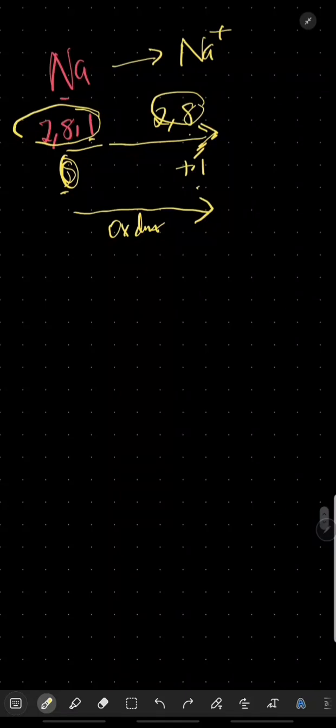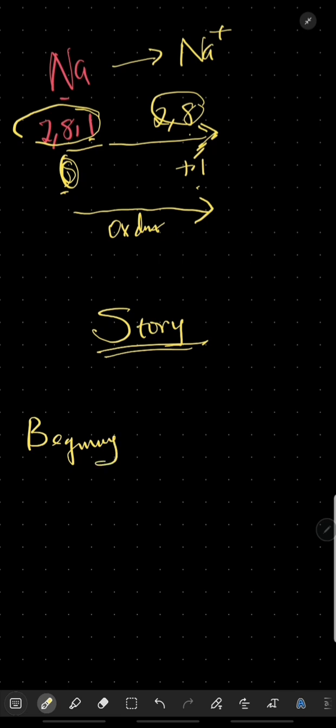So redox reaction is a story. I don't know, but I can tell you it is a story. What did I mean by telling you that redox is a story? Yes, because for every story there has to be a beginning, and the beginning must have an end.